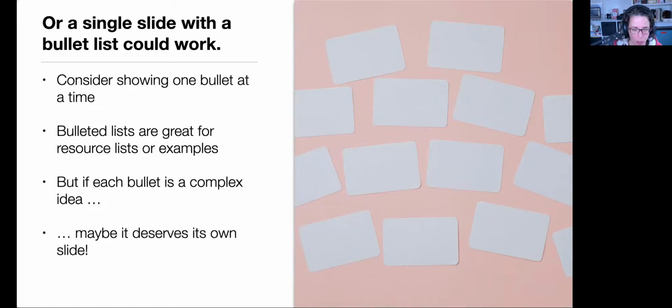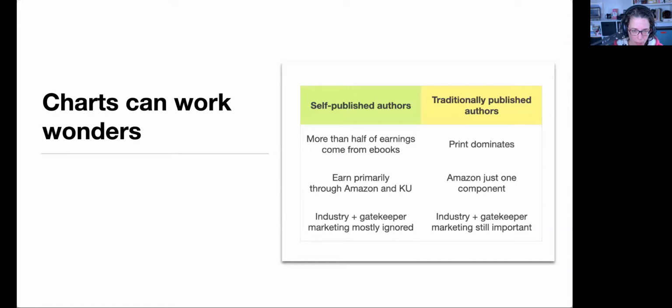Now, when you do have some complex information that you're imparting, sometimes, like if it's do's, don'ts, compare, contrast, A versus B or C or D, have a chart. If you have a lot of information, like you see on this particular slide, when I talk about the differences between the business model of self-published authors and traditionally published authors, it is more information than I would typically have on a slide, but it's really nice to talk about these issues with this visual contrast and this separation.